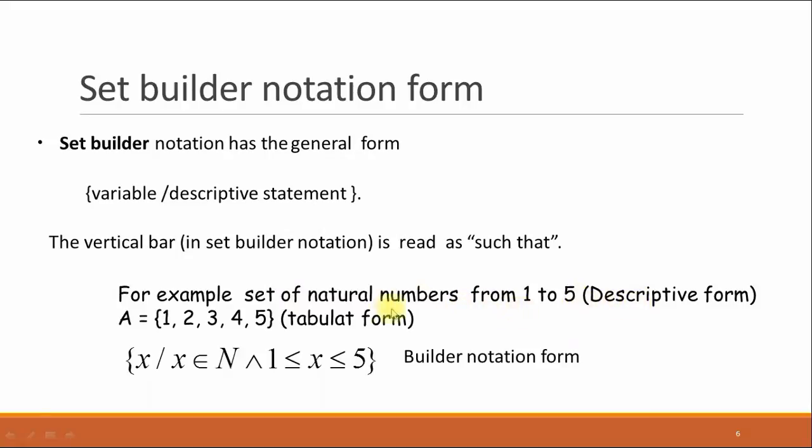Now the second way is the tabular form. The tabular form of the set of natural numbers from 1 to 5 can be written as before. Now the set builder notation form: put variable x for all these elements. The set of all x, denoting each element of this set, such that x belongs to natural numbers, and x is greater than or equal to 1 and x is less than or equal to 5. This is the builder notation form.